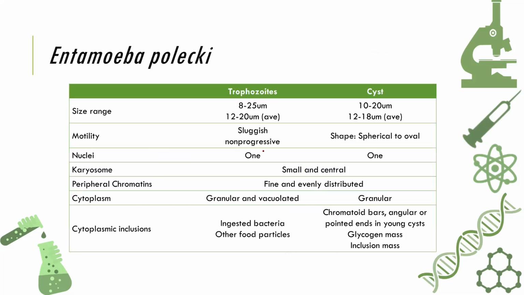Okay. Entamoeba polecki, this is also spherical to round. Okay. At si Entamoeba polecki naman, isa lang yung kanyang cyst. I mean, isa lang yung kanyang nucleus sa cyst. Okay. There's also ingested bacteria and food particles in our Entamoeba polecki.